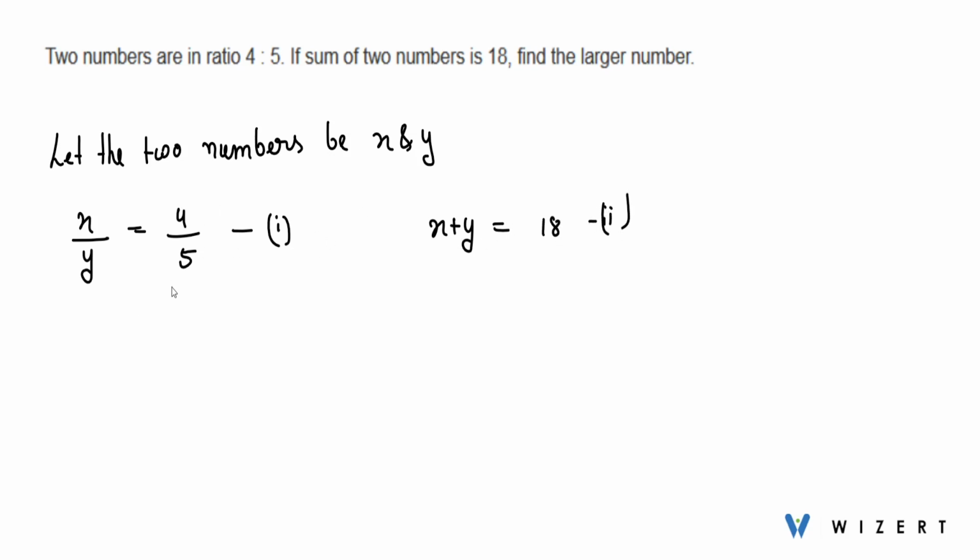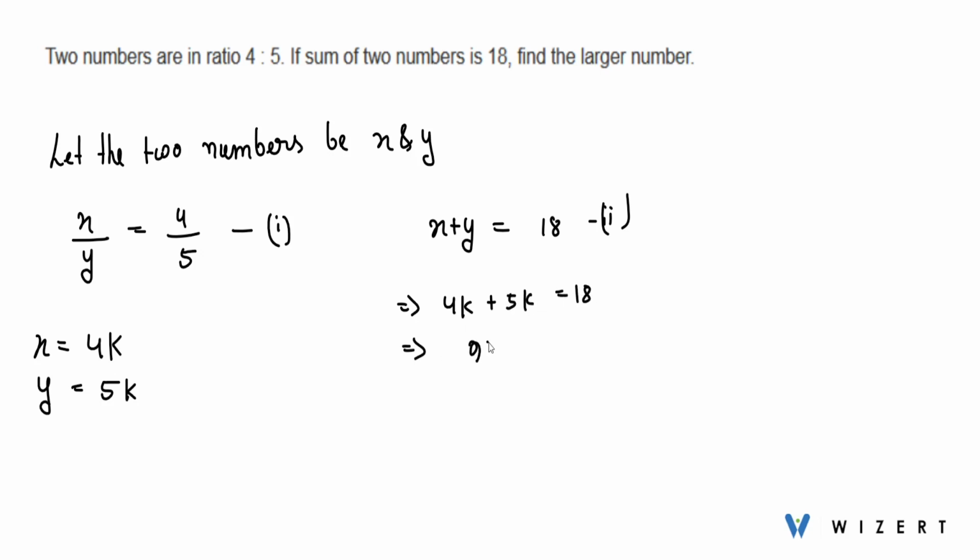Now from the first condition we can say that x will be equal to 4k and y will be equal to 5k, where k is a constant, because if we find the ratio of x upon y, then k and k will cancel out each other and it will ultimately produce 4 upon 5. Now substitute the values of x and y in equation 2. So we will have 4k plus 5k equals 18.